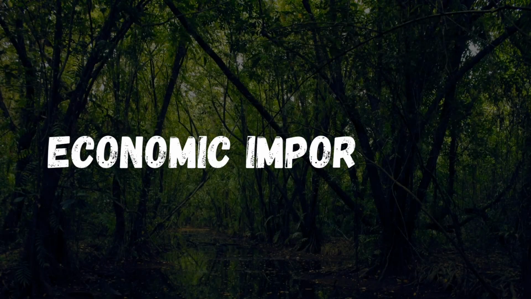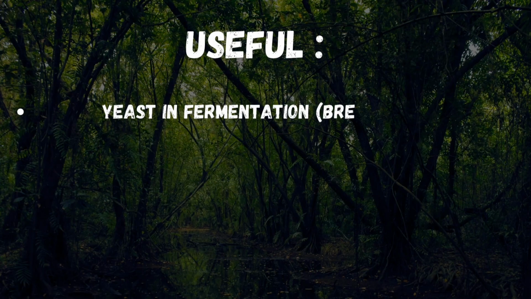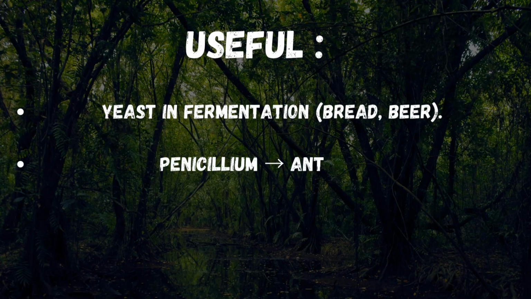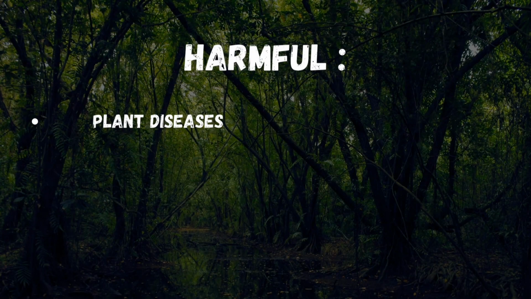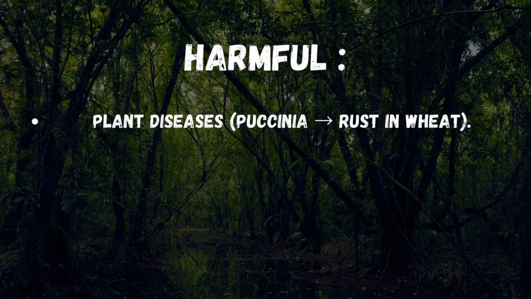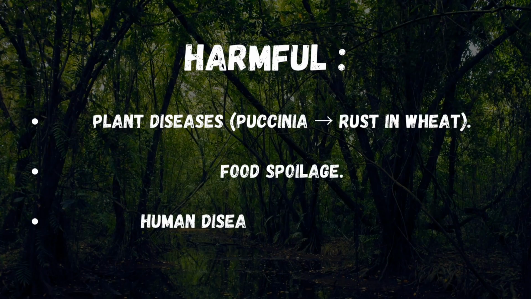Economic importance. Useful: yeast is used in fermentation, Penicillium is used in the production of antibiotics, and mycorrhiza helps in nutrient absorption. Harmful: fungi can cause plant diseases such as rust in wheat caused by Puccinia, can lead to food spoilage, and also cause human diseases like ringworm.